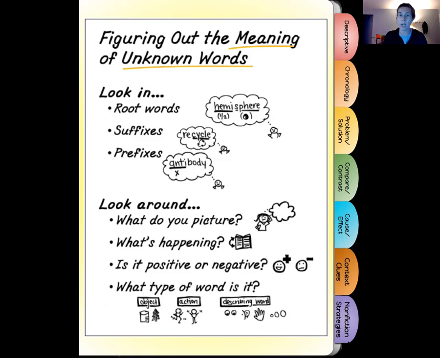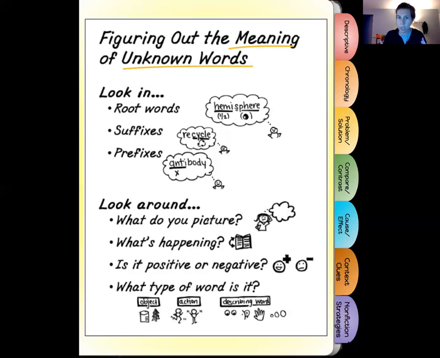There are some strategies that we can use to help us figure out the meaning of unknown words. For example, we can look at the root words, and we can talk more about that in a minute. We could look at the suffixes or the prefixes that go along with root words, or we could look around.